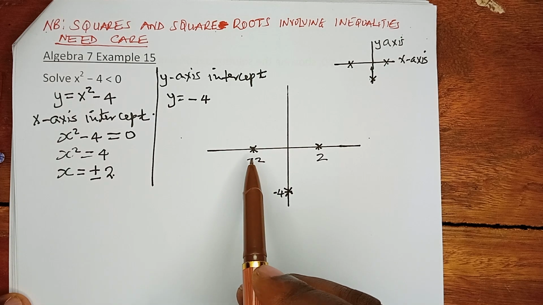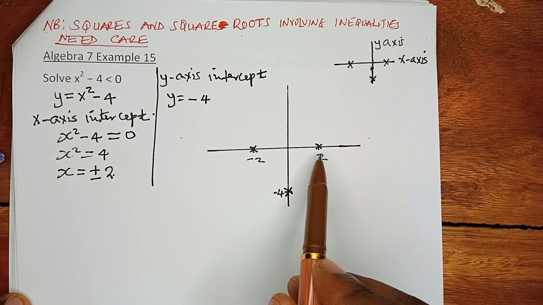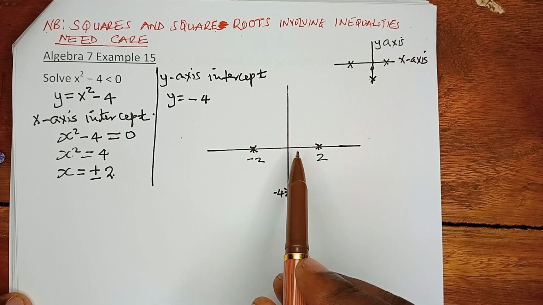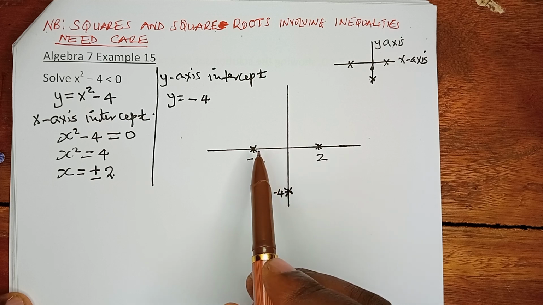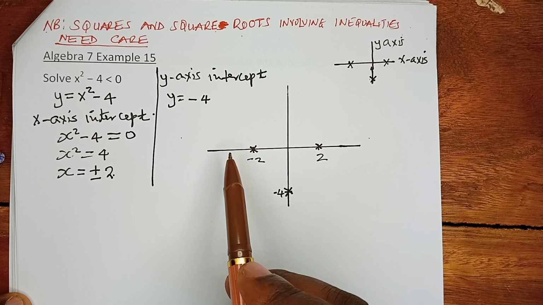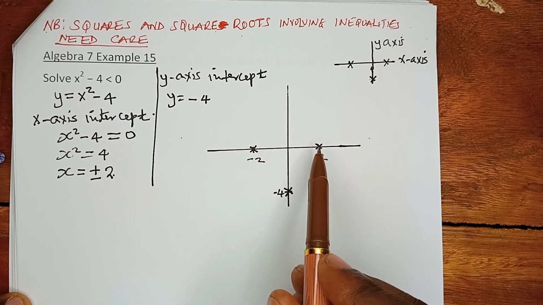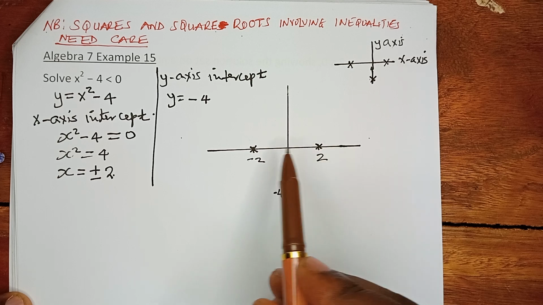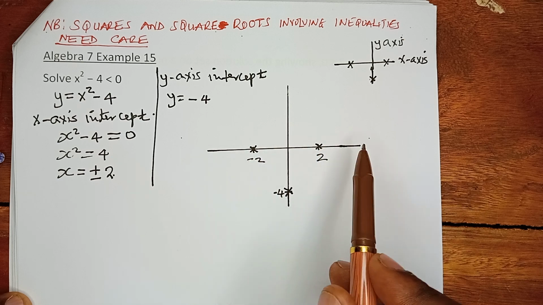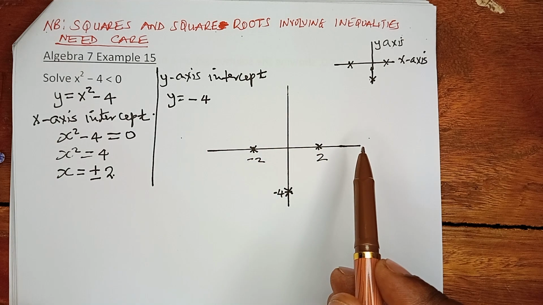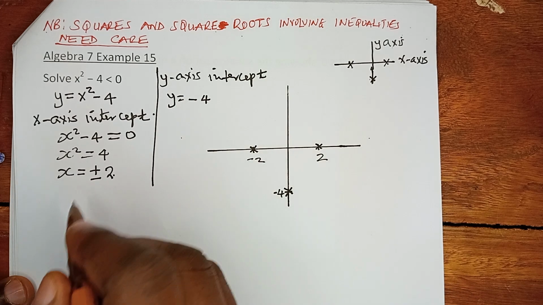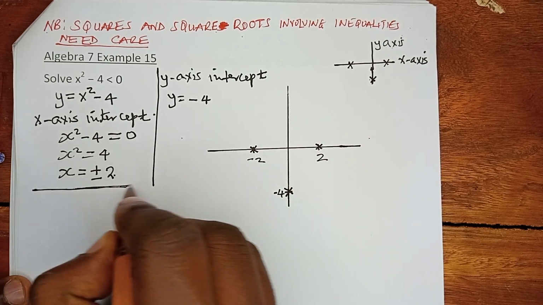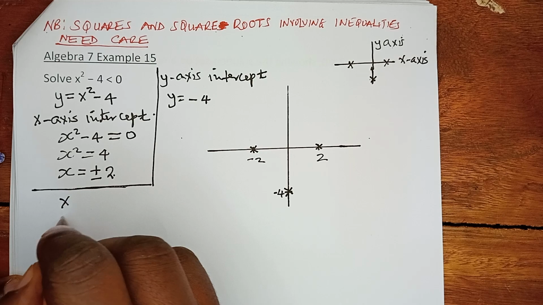Having realized that the y-axis intercept is negative 2 and positive 2, it is so much advisable to get values of x to the left of negative 2 and to get values of x to the right of positive 2, so that we can see how the graph is behaving below negative 2 and above positive 2, so that we can understand the shape of the graph. This one is easy. To get the values, we just have to tabulate. And we can see the values of x and the value of y.